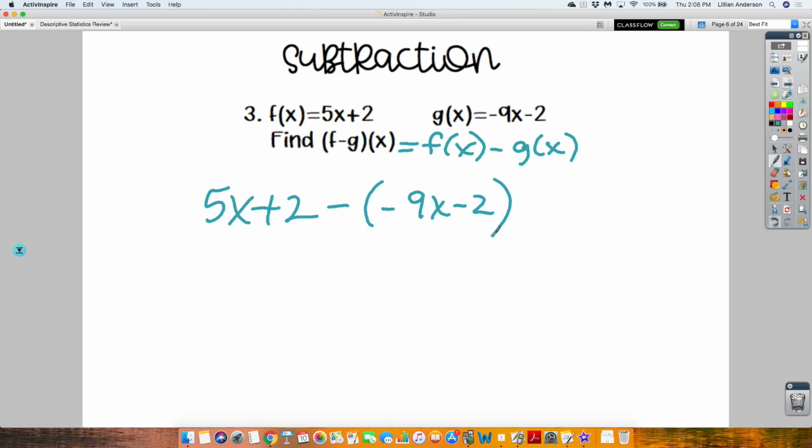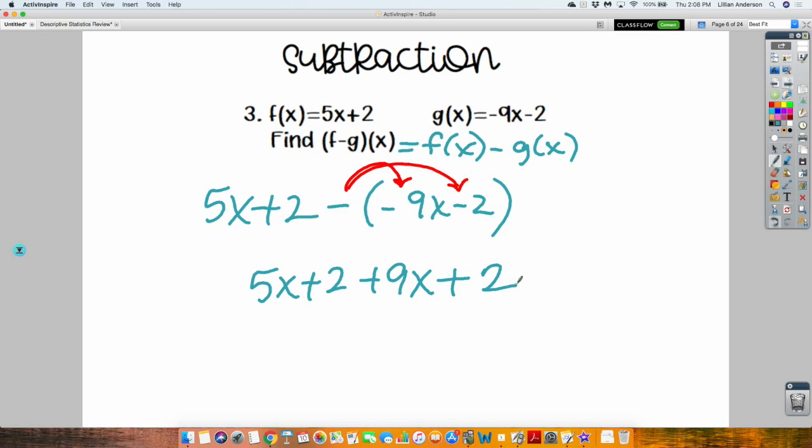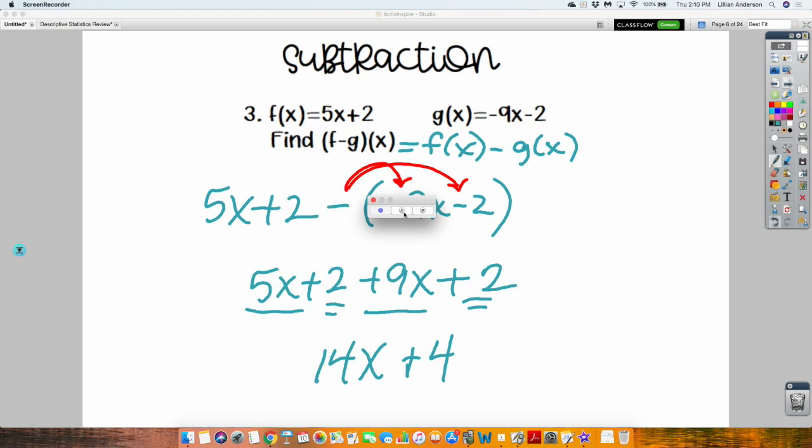So anytime you're doing subtraction, you want to make sure that you carry over that negative, okay? So really, it's saying 5x plus 2, and then what? Plus 9x plus 2. Then you combine like terms again. 5x plus 9x, 14x, and then 2 and 2. Wonderful. Yes? Great. Do number 4. Do number 4 on your own.